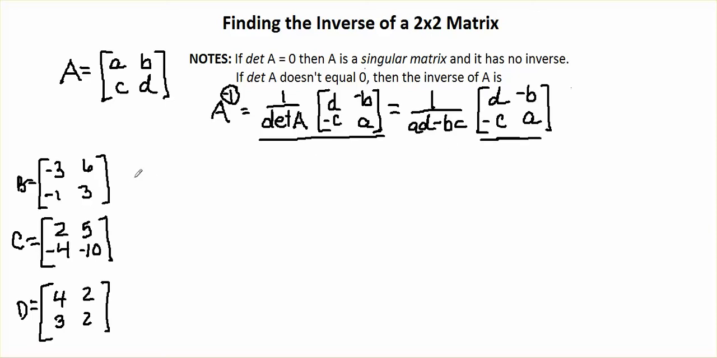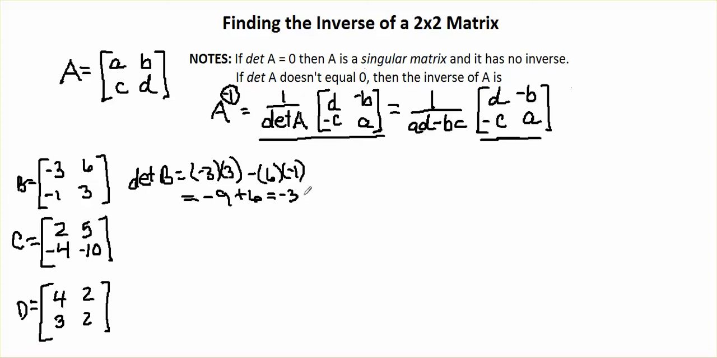All right, so let's go ahead and determine whether matrix B is a singular matrix or if it really does have an inverse matrix. So let's calculate its determinant. The determinant of matrix B equals A times D, which is -3 times 3, minus 6 times -1, and that equals -9 plus 6, which equals -3. So since this is not 0, matrix B has an inverse. It is not a singular matrix.